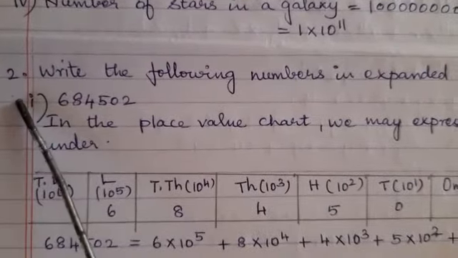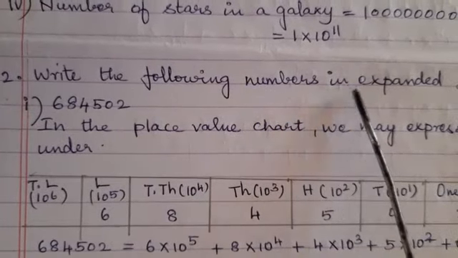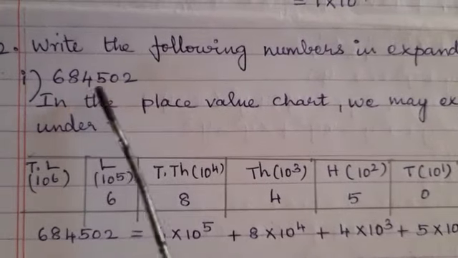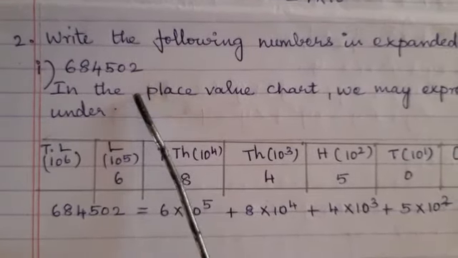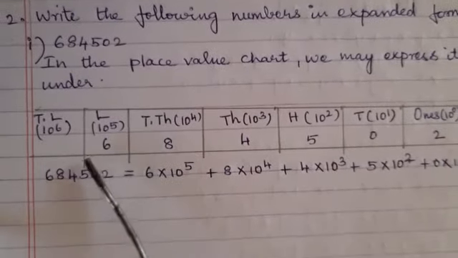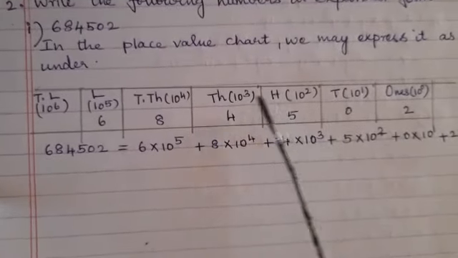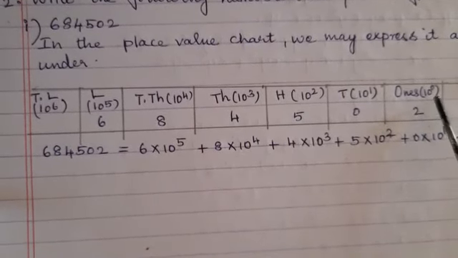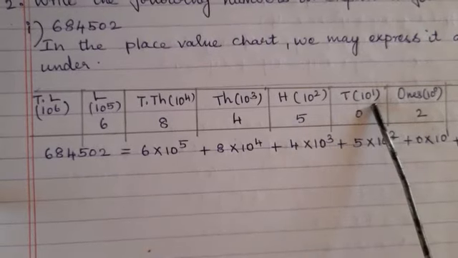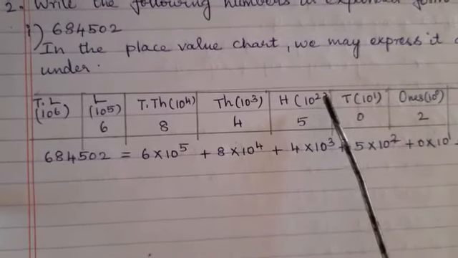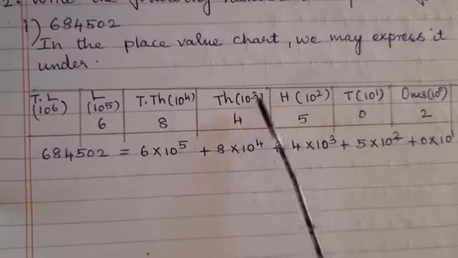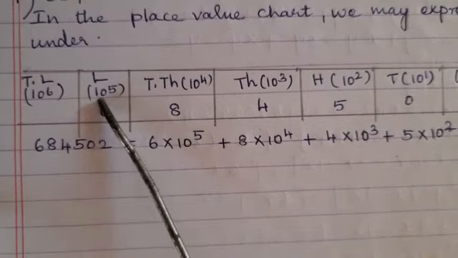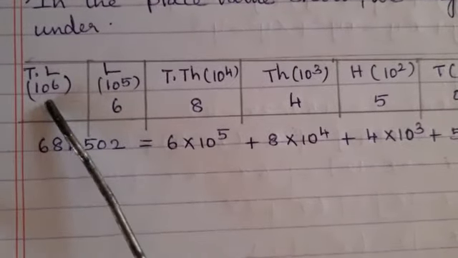Now move to question number 2. Write the following numbers in expanded form. Here the question is 6,84,502. Now we will write it in a place value chart. How to write? Here ones, tens, hundreds. You have studied this expanded form in class 3 onwards. But what does ones represent? 10 to the power of 0. Tens represents 10 to the power of 1. 100 represents 10 to the power of 2. Thousands represents 10 to the power of 3. 10,000 represents 10 to the power of 4. Lakhs represents 10 to the power of 5. 10 lakhs represents 10 to the power of 6.